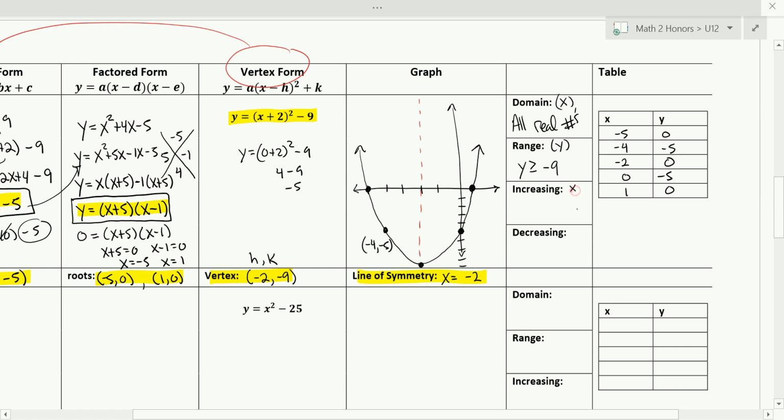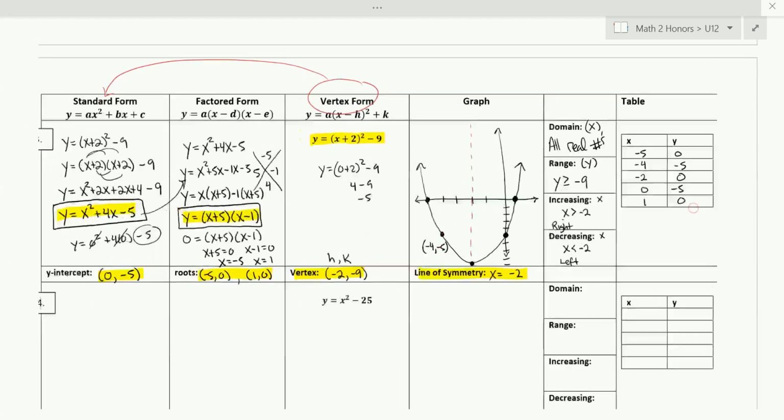Increasing and decreasing deal at the left and right side of your axis of symmetry. So -2 is going to be the key number we're going to work with. We're going to say it's bigger than or less than -2. And so where is it increasing, on the left or the right? It's increasing on the right side in this one. And so we'd say x is greater than -2. It's decreasing on the left side. So we say x is less than -2 for decreasing. And now we've hit all the pieces of information that we need to hit.